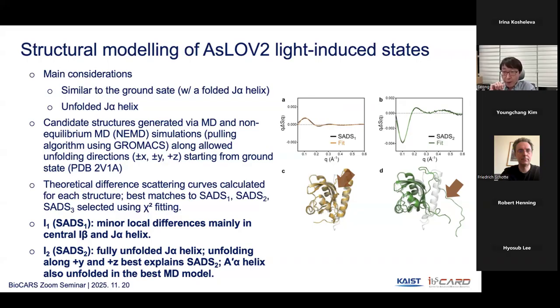And in the best MD model, the A-alpha helix also unfolded. And this model shows how the structural changes grow from such a small local rearrangement in I1 to the larger-scale unfolding in intermediate 2.